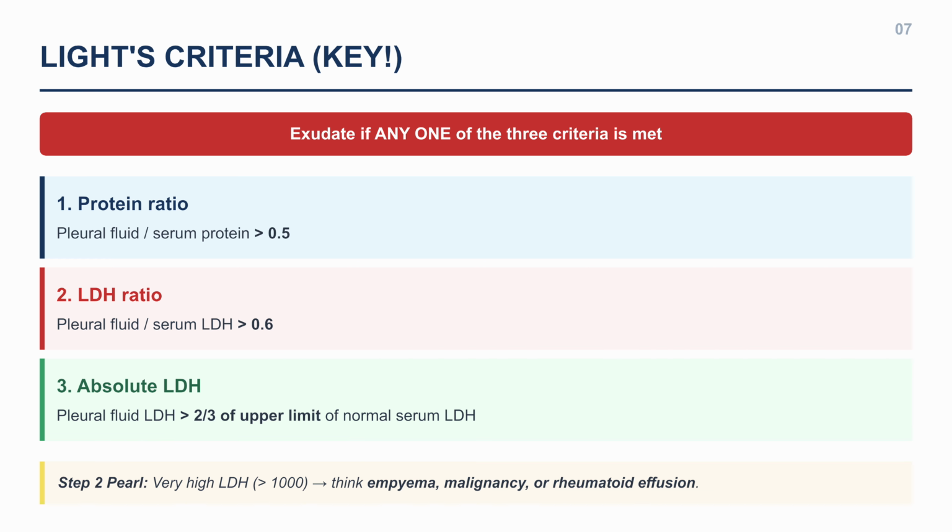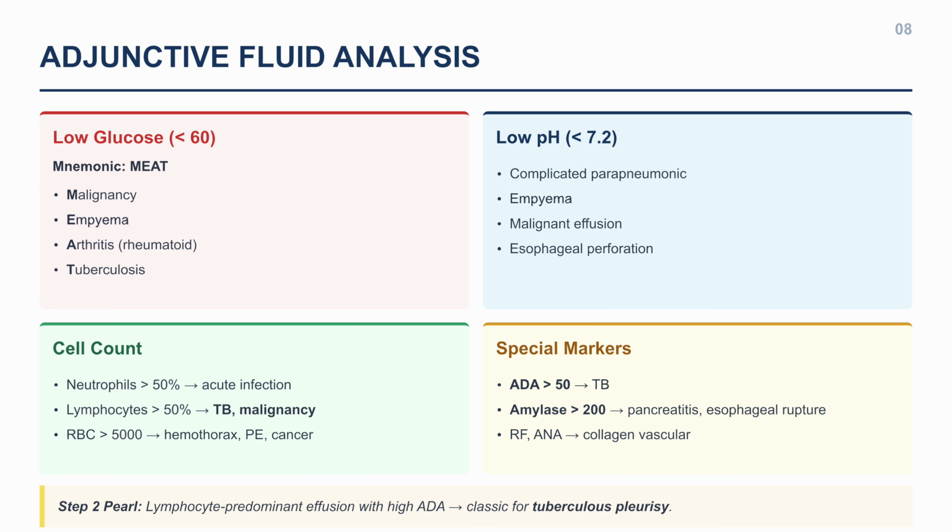Step 2, Pearl. A very high pleural fluid LDH, above 1,000, points to empyema, malignancy, or rheumatoid effusion. Beyond Light's criteria, several adjunctive tests narrow the diagnosis. Low glucose, below 60, is remembered with the mnemonic MEET. Malignancy, empyema, arthritis meaning rheumatoid, and tuberculosis. Low pH, below 7.2, indicates a complicated parapneumonic effusion. Empyema, malignant effusion, or esophageal perforation.